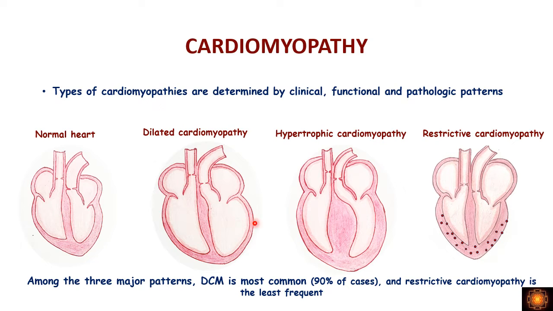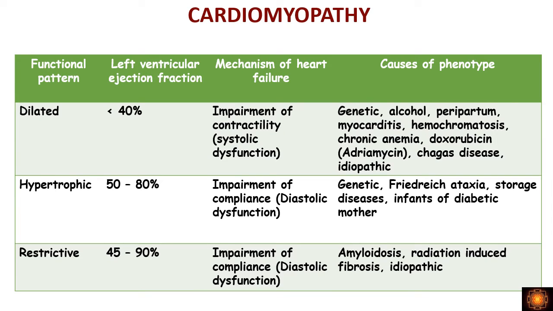Now among these three patterns, dilated cardiomyopathy is the most common one and restrictive cardiomyopathy is the less frequent one. Now when we look at the ejection fractions and the mechanism of heart failure in the three cardiomyopathies, in dilated cardiomyopathy the ejection fraction will be less than 40%, and the mechanism of heart failure is usually systolic dysfunction. It is a dilated flabby heart, so it cannot contract properly, so there will be a systolic dysfunction.